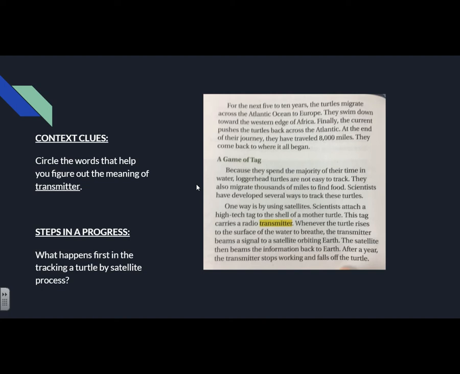All right. Now, steps in a process. It says what happens first in the tracking a turtle by satellite process. Well, let's read that. Start by reading that paragraph again. It says one way is by using satellites. Scientists attach a high-tech tag to the shell of a mother turtle. I think that's going to be the first step. Because if you don't even attach the tag to the shell of the turtle, then you can't get any more information.